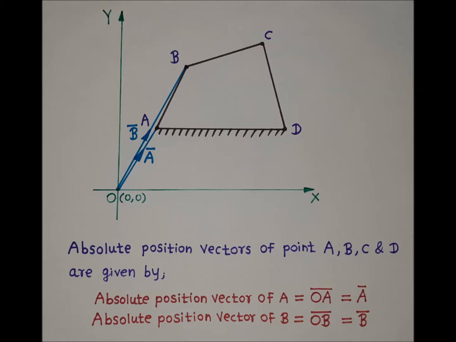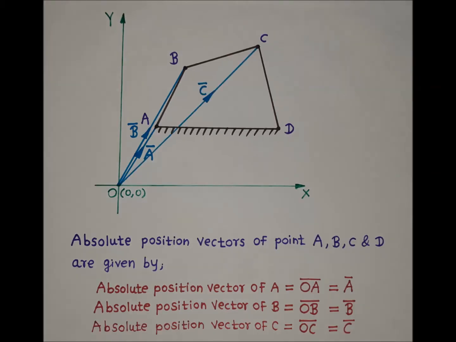Similarly, now we will locate the absolute position vector for point C. Again we will draw a line joining origin and point C, and the arrowhead will be pointed towards point C. On screen we can notice the absolute position vector for point C, which is OC bar. We can even denote it by the notation C bar.